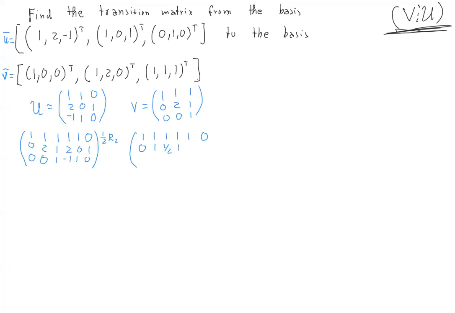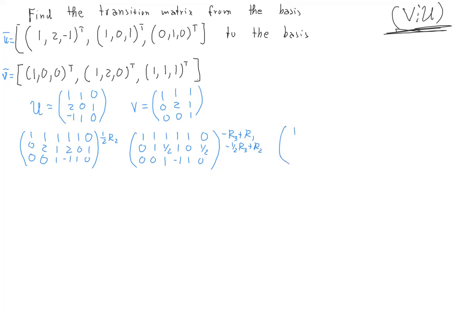And 1, 0, 1/2, 0, 0, 1, negative 1, 1, 0. And then I need to eliminate 1 and 1/2 from the third column. So I will do minus row 3 plus row 1 and minus 1/2 row 3 plus row 2. Okay, and this will give me what?